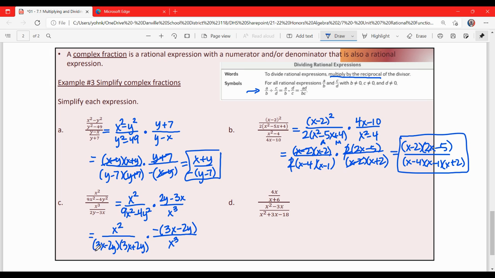Now my 3x minus 2y's can simplify. And I have x squared on top and x cubed on the bottom. I can simplify those out and get a single x left over. So it looks like on top the only thing I have is a negative, but I need a number. So I'm going to put a 1. And on the bottom I have this lonely x left over, but I also have 3x plus 2y. So there we go.